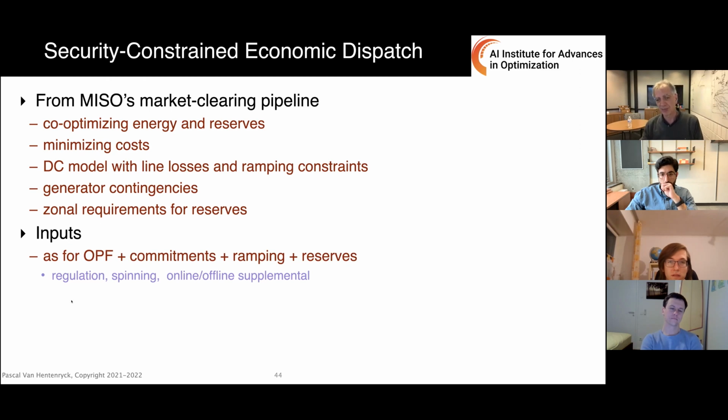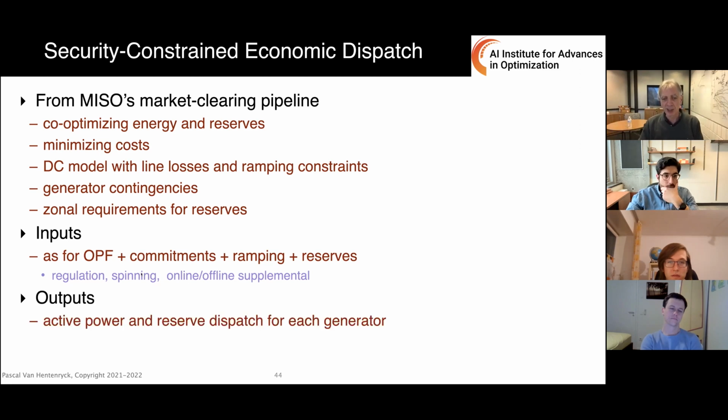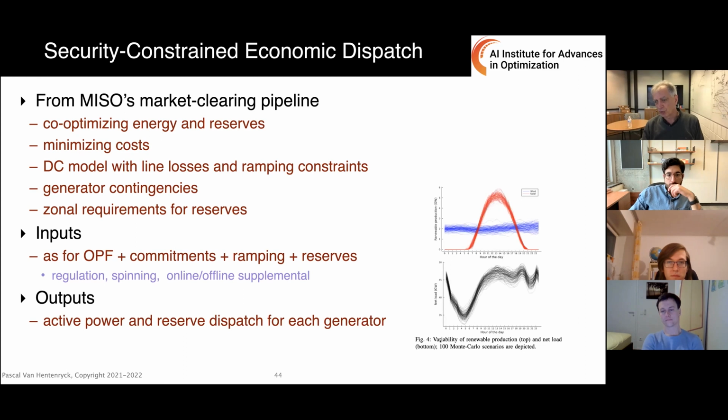So if you take something like this, it is around 10,000 to 100,000 inputs. And then if you do multi-stage like in the LAC, you have about 1 million inputs for these particular problems. And obviously the output is still the same. It's how much active power and now also reserve dispatch that you have to have for every one of the generators. So the problems become very, very big. And then obviously you also have to deal with the fact that there are renewables in there, and therefore the net load is somewhat more difficult to predict.